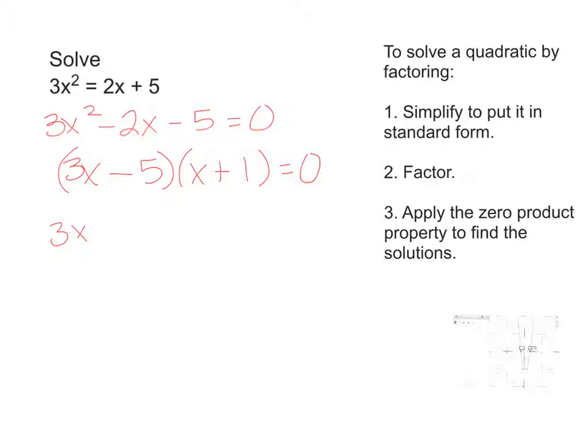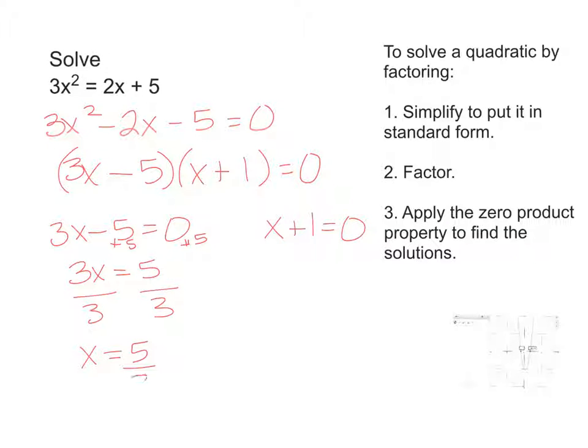So we can take 3x minus 5 equals 0, and we take x plus 1 equals 0, and now we have just 2 small linear equations to solve, which you already know how to solve, to find out what x is. So the first one, 3x minus 5 equals 0, we'll add 5 to both sides, so we get 3x equals 5. And then divide by 3, so we get x equals 5 over 3. There's one solution. And the other solution, all you need to do is subtract 1 from both sides and get x equals -1.